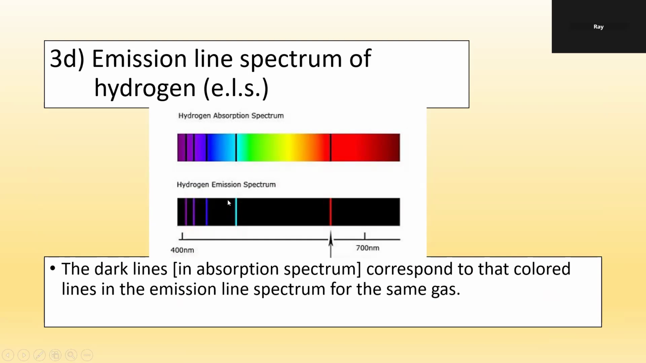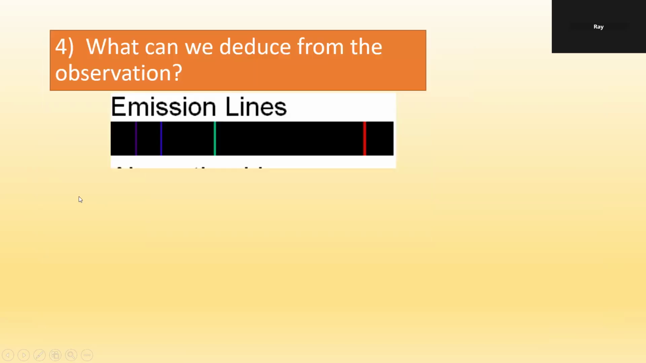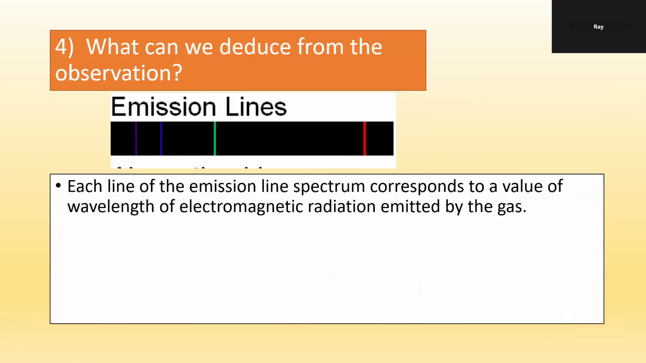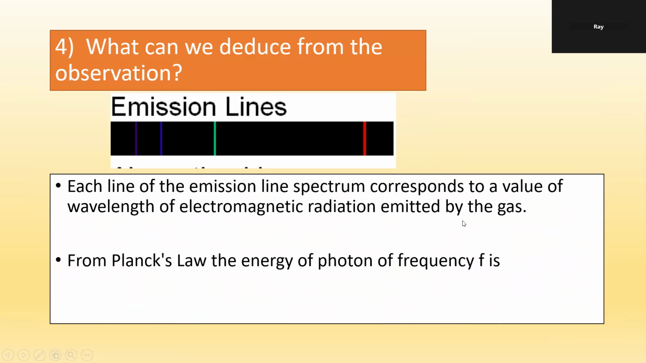What can we deduce from the observation? Each line of the emission line spectrum corresponds to a value of wavelength. Each line represents a particular wavelength of electromagnetic radiation emitted by the gas. From Planck's law, the energy of a photon of frequency f is given by E = hf. Right? These are the color lines. We can determine the energy using either wavelength or frequency. Right? So each line represents energy.